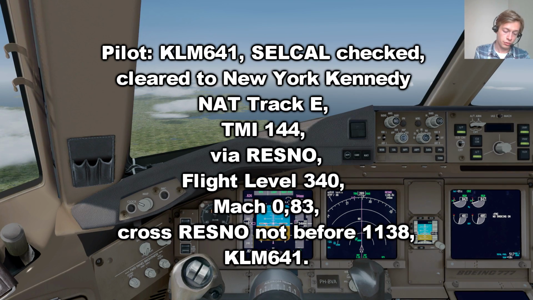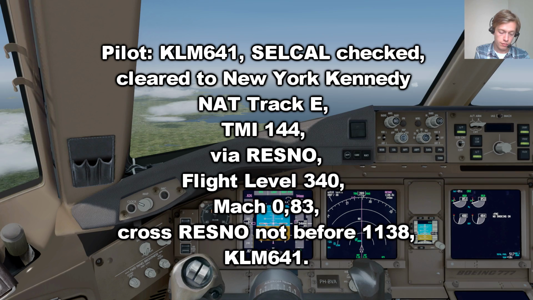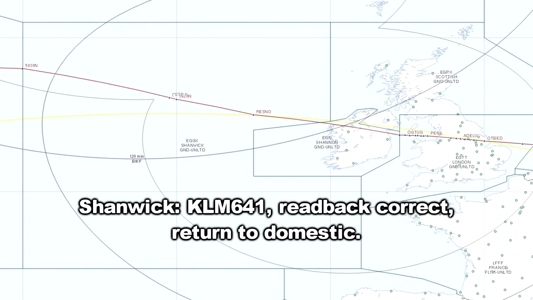KLM 641, SELCAL checked, cleared to New York Kennedy via NAT Track Echo, TMI 144 via RESNO. Flight level 340, Mach decimal 83, cross RESNO not before 1138. KLM 641. KLM 641, read back correct and return to domestic.